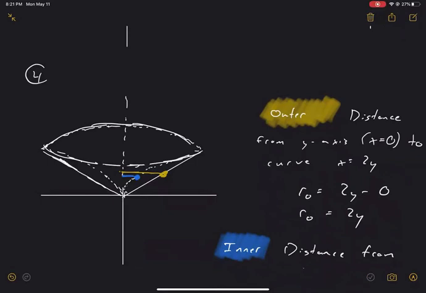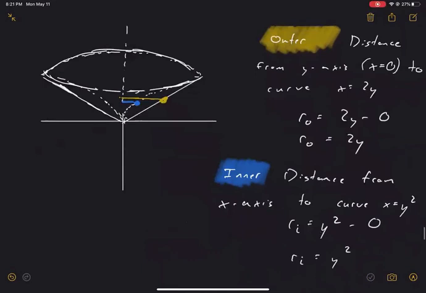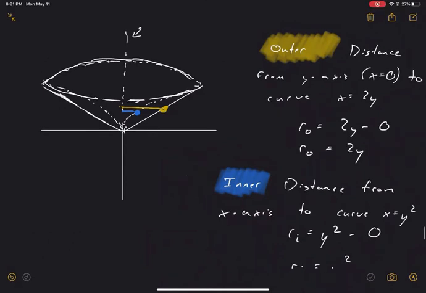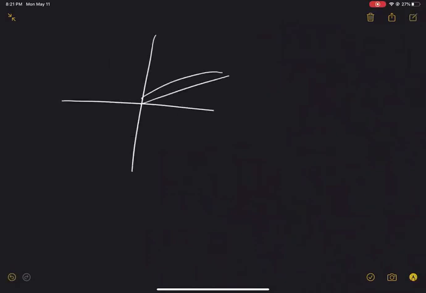Next step is finding these radii, the outer radius and inner radius. We're going to measure the distance from the line we rotated around, which is the y-axis, to our object. So our outer radius in yellow is the distance you see there. What is that distance? It's going to be... now that we're doing everything in terms of x, just a quick sketch of what's going on.